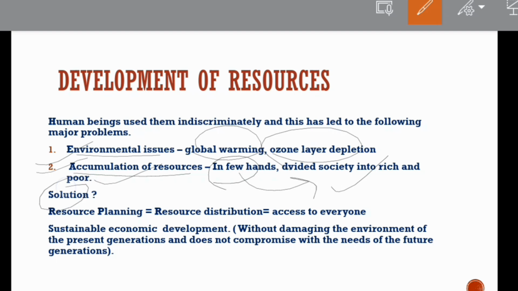So what is the solution? That is resource planning. If you plan adequately and follow sustainable development, then there will not be much problem of resources. Resource planning just means resource distribution so that it is accessible to everyone. There is no discrimination. It means sustainable economic development without damaging the environment for the present generations, and without compromising the needs of the future generations.